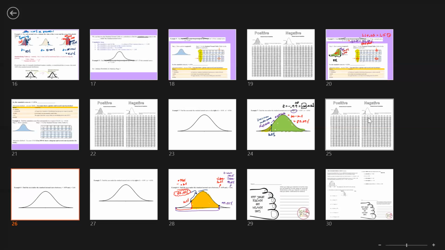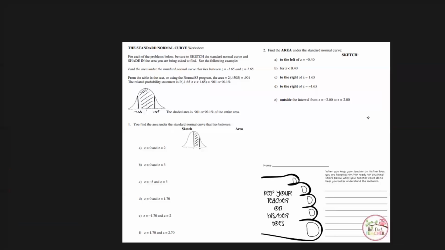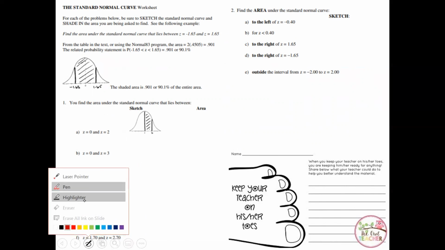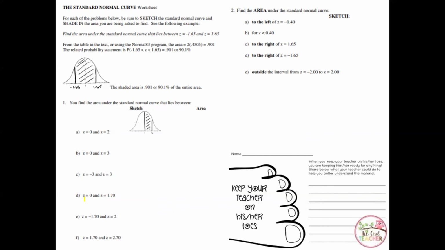All right, you guys, I hope that makes a little bit more sense of how this works. So now what I want you guys to do is take a look at this piece of paper that's being passed out. If you're on a private day, you can go ahead and just do these questions on a separate piece of paper and turn it in. That's totally fine. I would like you to find the area and sketch between 0 and 2, 0 and 3, negative 3 and 3, 0 and 1.7, etc. So do exactly what we just did in class and make sure you sketch the little graph.